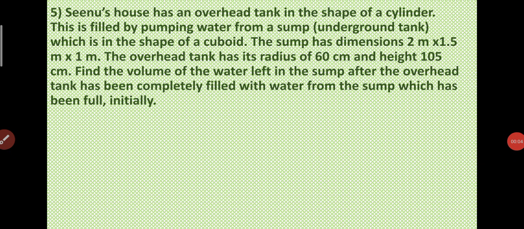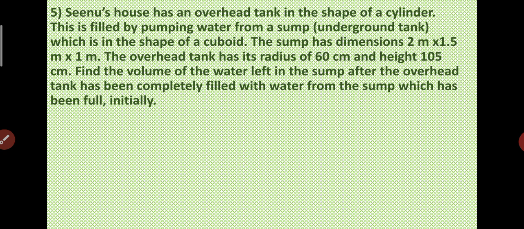Now, fifth question, children. Sinu's house has an overhead tank in the shape of a cylinder. This is filled by pumping water from the sump, the underground tank, which is in the shape of a cuboid. The sump has dimensions 2 meter into 1.5 meter into 1 meter. The overhead tank has its radius of 60 centimeter and height 105 centimeter. Find the volume of the water left in the sump after the overhead tank has been completely filled with water from the sump, which has been full initially.